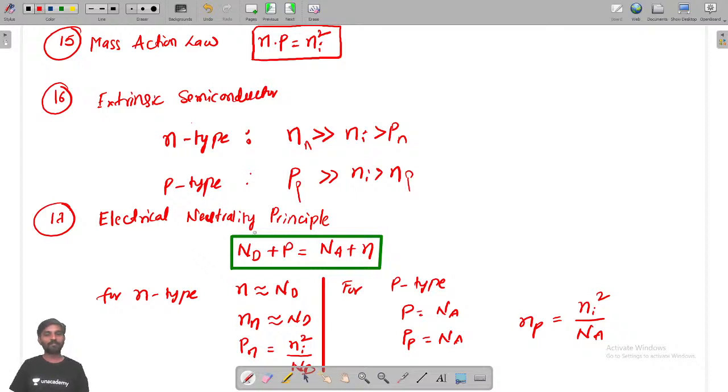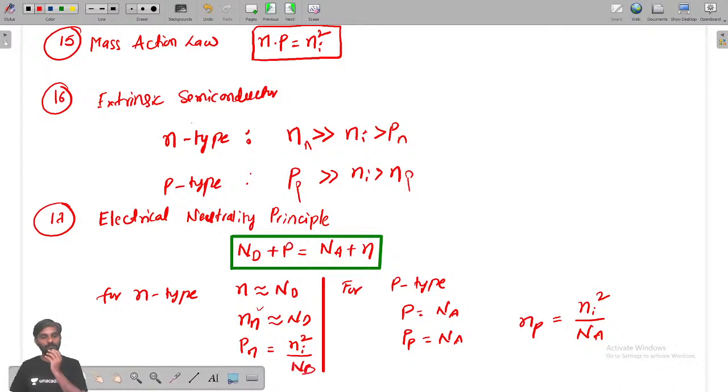Okay. From the electrical neutrality principle, Nd plus p is equal to Na plus n. What is this, sir? Positive charge and negative charge are equal, electrical neutrality. Always should be equal. So Nn indicates electrons in n-type material, that is Nd, the donor concentration, and holes in n-type material is going to be Ni square by Nd.